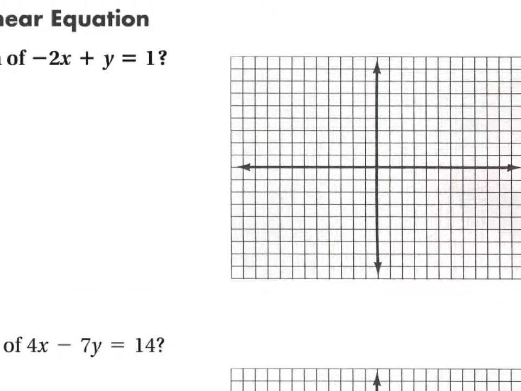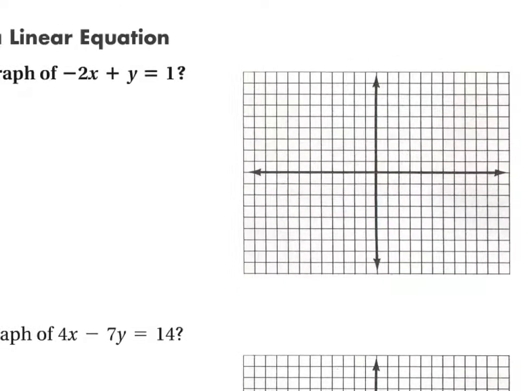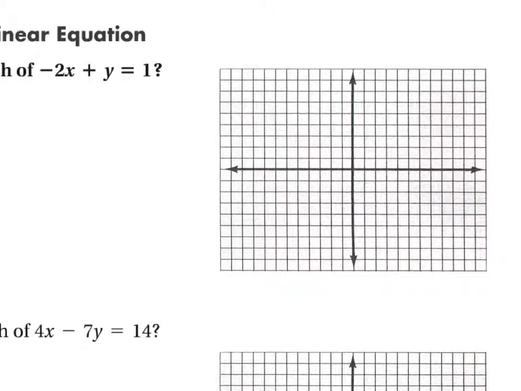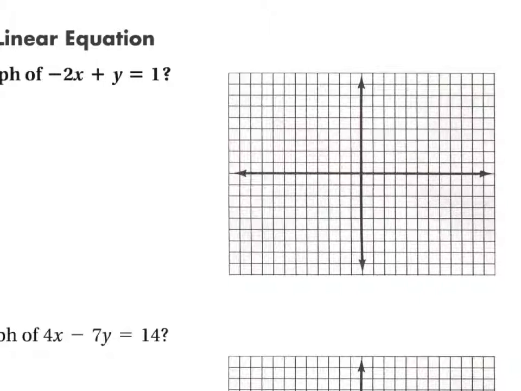Graph it. All right, so first off, we are given the equation -2x plus y equals 1. Looking at that, can you tell me what the slope is? No. Can you tell me what the y-intercept is? No. We have to first rewrite it in slope-intercept form. So what do I need to do? Add 2x to both sides. So y equals 2x plus 1.